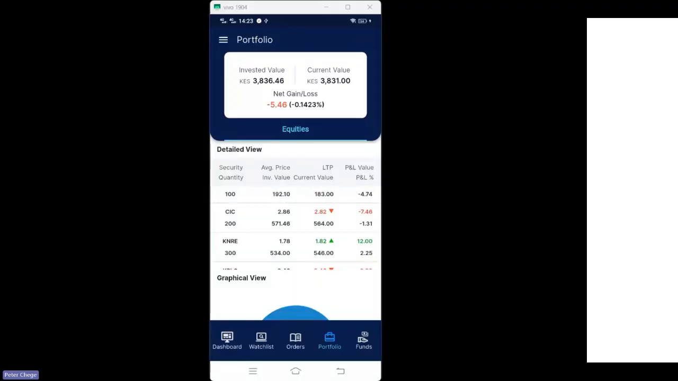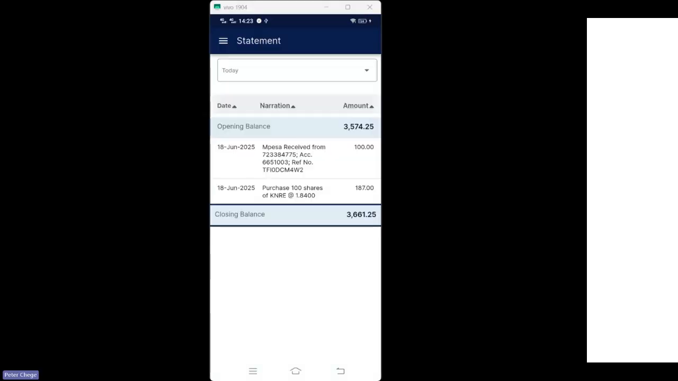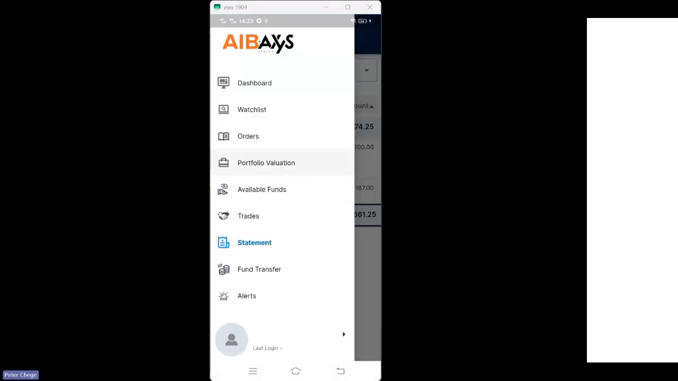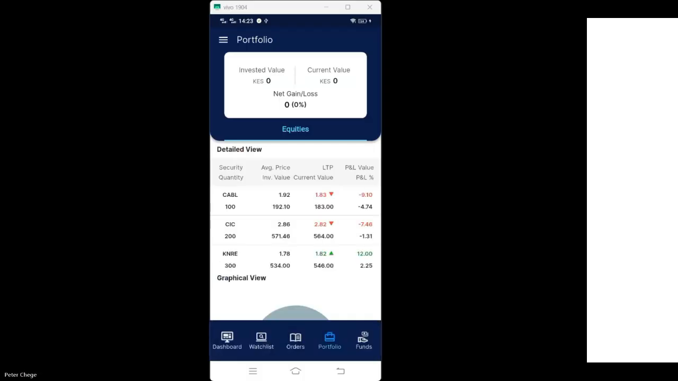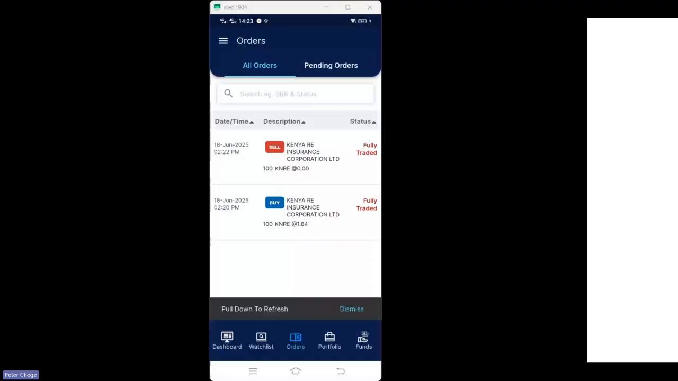Then there is a transaction I've done. Let me check. It has not reflected, not yet. It's being validated. Let's go to orders. There is no pending order. So we go to all orders, fully traded. So Kenyari, I sold 100 and I bought Kenyari. So it is the same counter. So there is no movement, unfortunately, because I bought and sold.